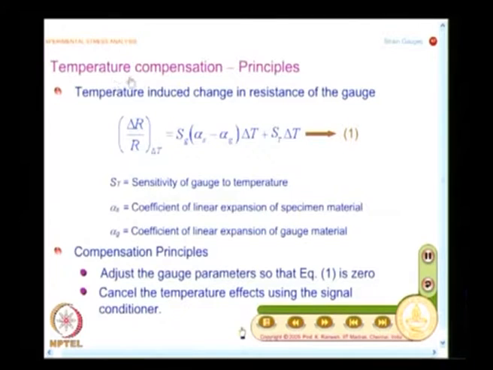When I go for compensating for temperature effects, I have two broad approaches. One approach is to adjust the gauge parameters so that equation 1 is 0. Whatever the equation that you have here, if I have a method to change alpha G, I have a way of handling this so that term 1 and term 2 compensate for each other, and I get what are known as self temperature compensated gauges.